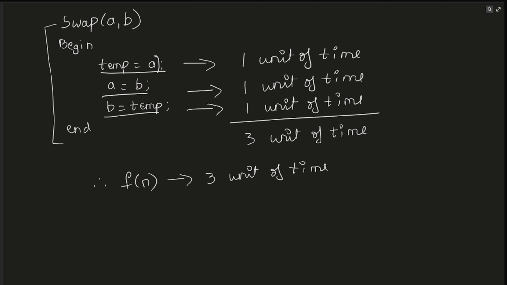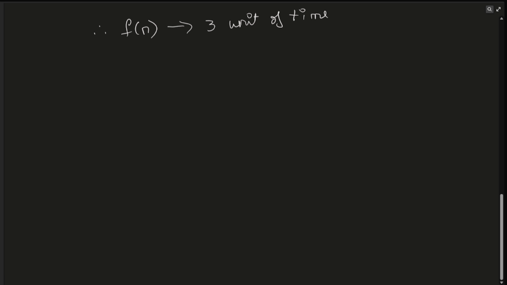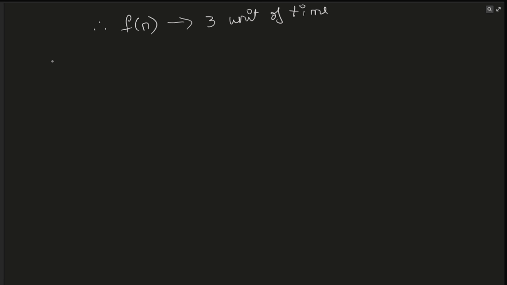Irrespective of the values of a and b. And these a and b could be anything, but it takes only 3 units of time. In time complexity, whether it takes 3 units of time or 30 units of time, it doesn't matter if it is a finite unit of time. It will be considered as always constant time. And this constant time is represented as order of 1 or big O of 1.